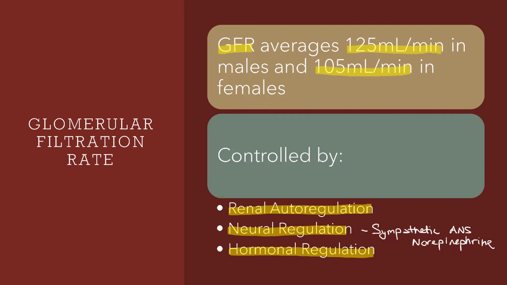Then we have hormonal regulation. So there are two hormones that contribute to GFR. These are angiotensin II, and this reduces GFR. And then we have the atrial natriuretic peptide, ANP, and this is going to work to increase GFR.